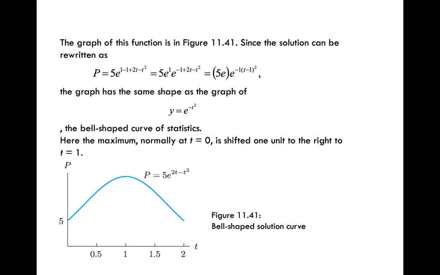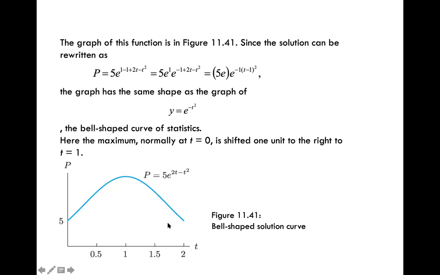And if you've taken any advanced statistics courses, you would know that this is the bell-shaped curve that is used in statistics. So this could be something that is related to something that looks a little bit like a normal distribution, although this would need to be scaled to be a normal distribution. But still, it looks like kind of a bell curve.